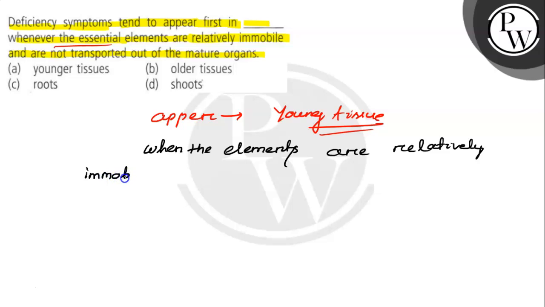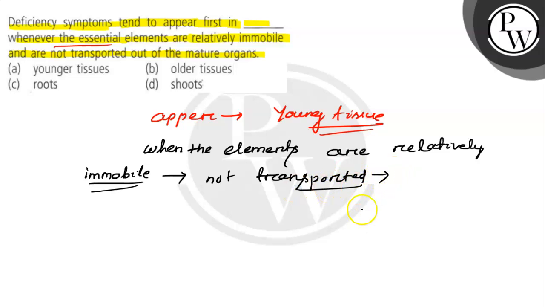Immobile, so that element cannot move from one part to another part, and are not transported. So they cannot move, so they cannot be transported out of the mature organs. Let's take an example.